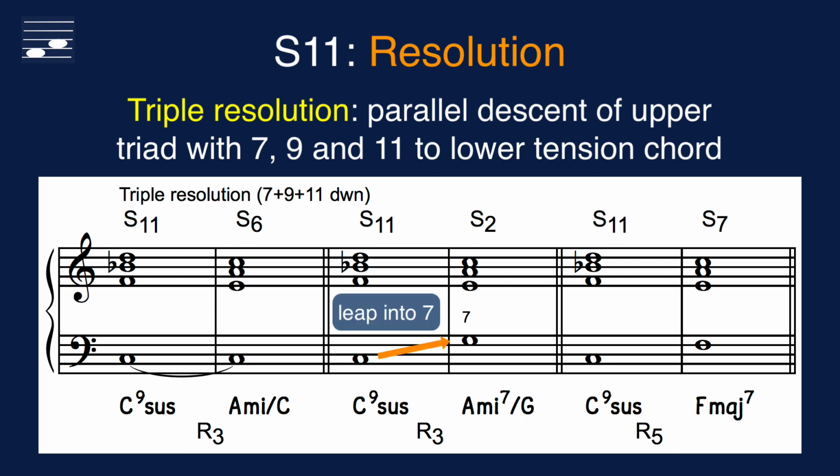The leap into the 7 of the 3rd inversion 7th chord is acceptable, since the correct S11 dissonance handling is more important. The leap in the bass is the lesser evil.